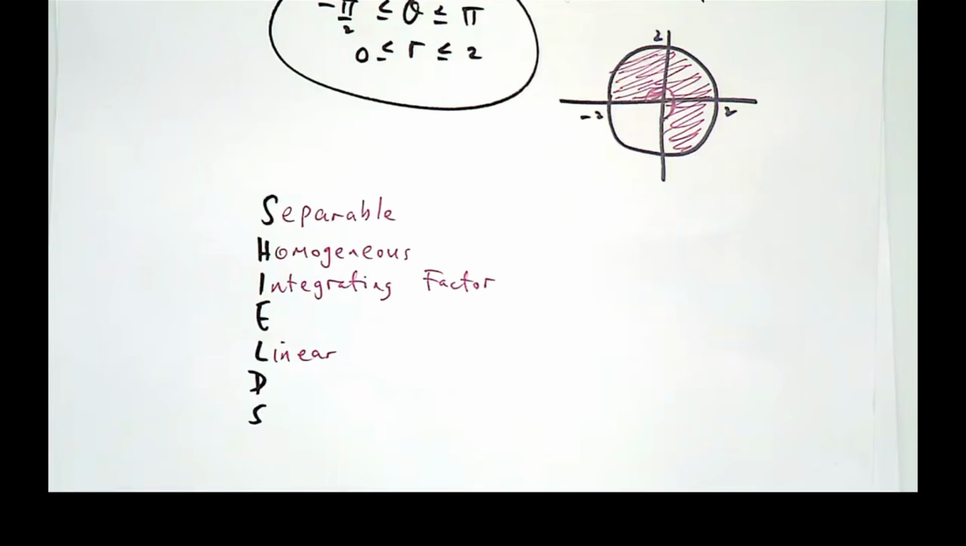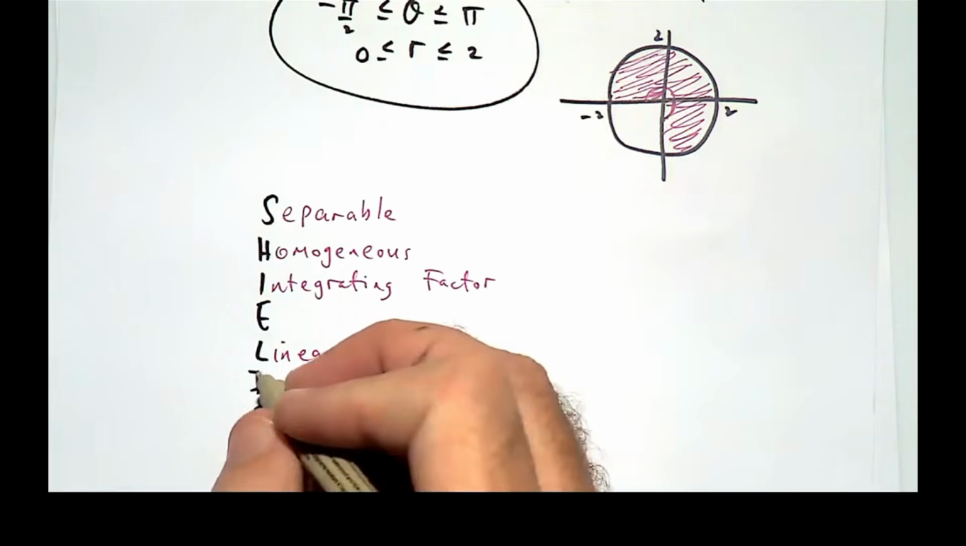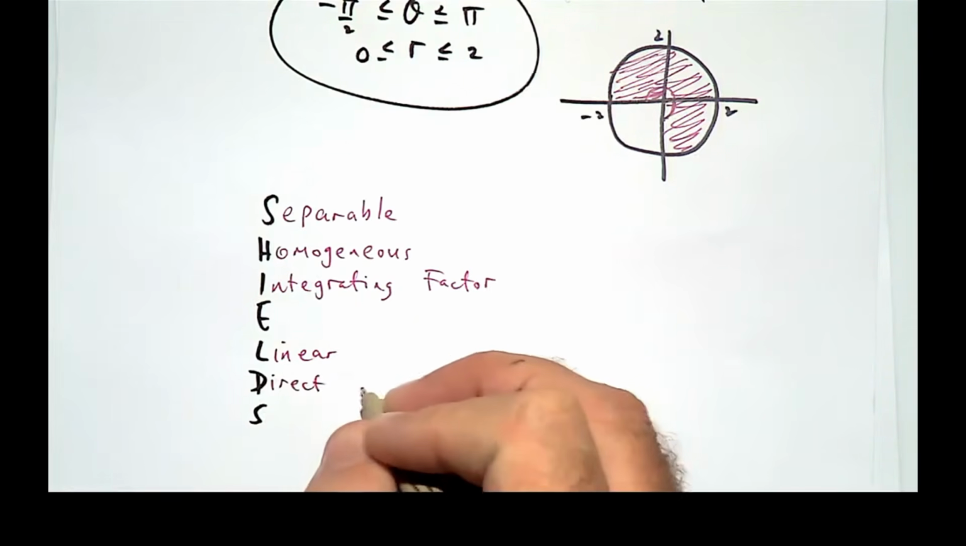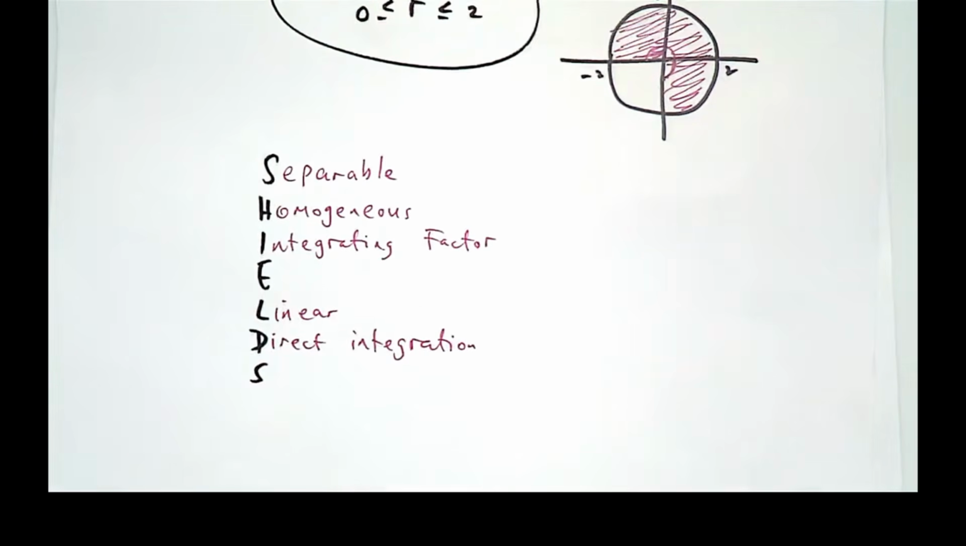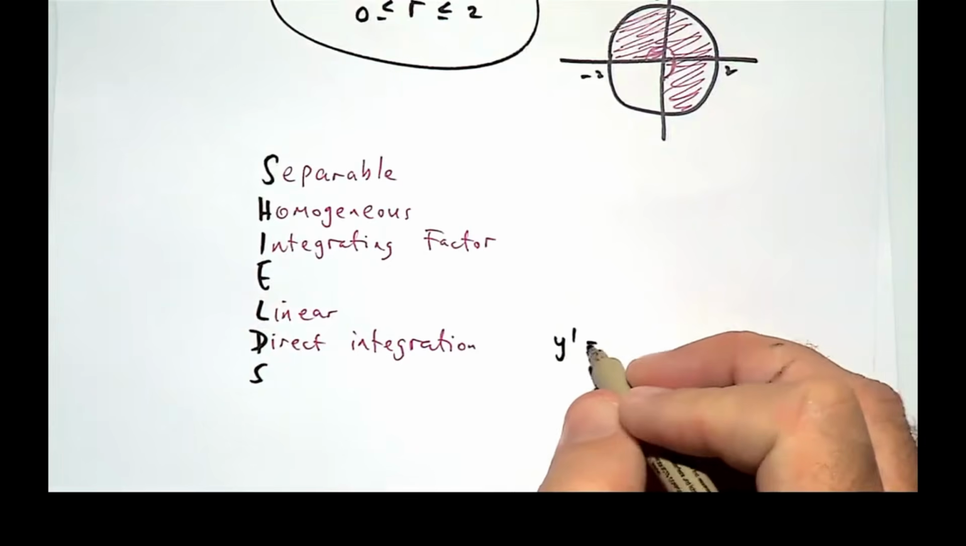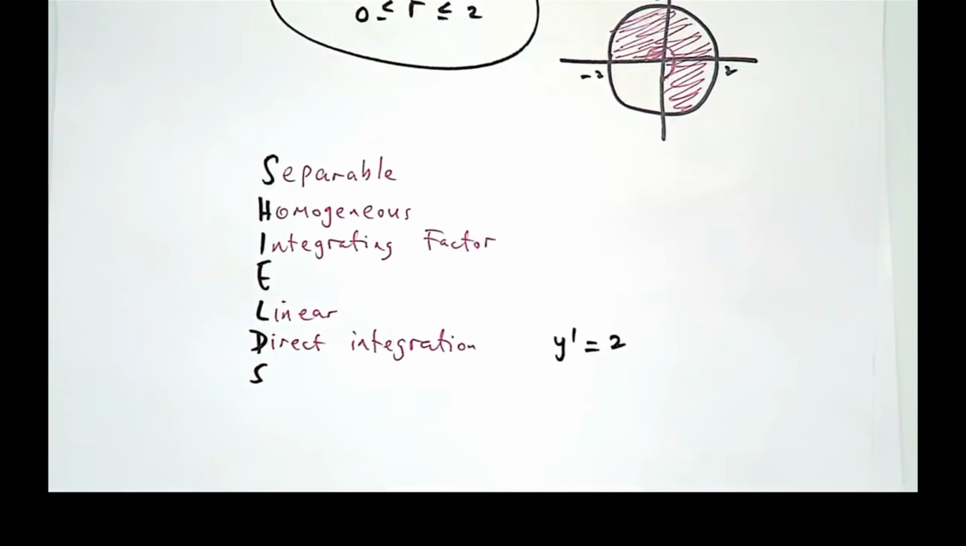Sometimes you can solve a differential equation by direct integration. So let's say you had something like this, y dash equals 2. Okay? There's no magic formula for that. You just integrate it and you get y equals 2x plus constant. Sometimes you can do that. The last one, S. Anybody know what S might stand for? Substitution.